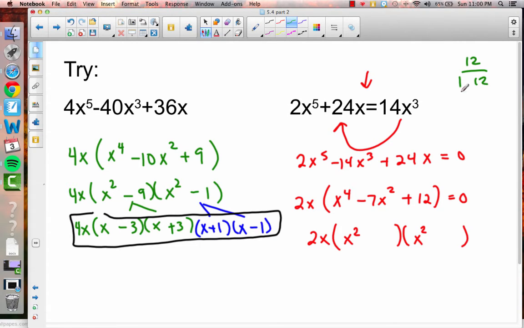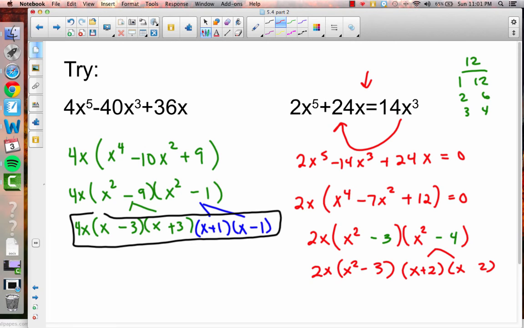Well, 1 and 12 can't, 2 and 6 can't, but 3 and 4 can. So I'm going to have a 3, and I'm going to have a 4, and I want both of them to be negative. Now, this is where you've got to pay attention. You're looking for difference of squares, and the key is that they both have to be a square. But is 3 a perfect square? Well, it's not, so this one can't reduce, so I keep that the same. But 4 is a perfect square, so this one can be split into x and 2 and x and 2, and then with a plus and a minus.